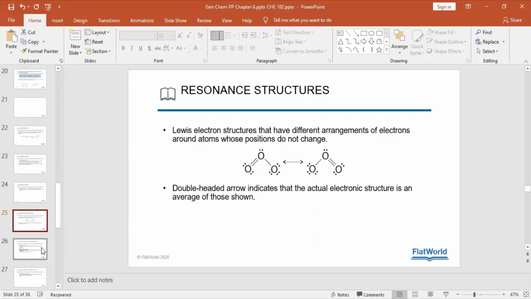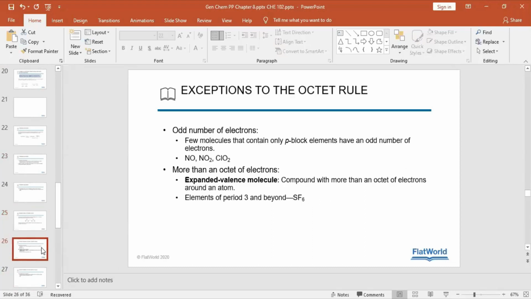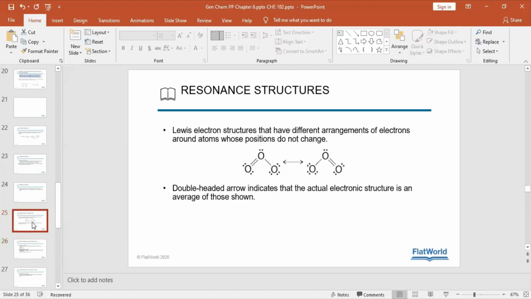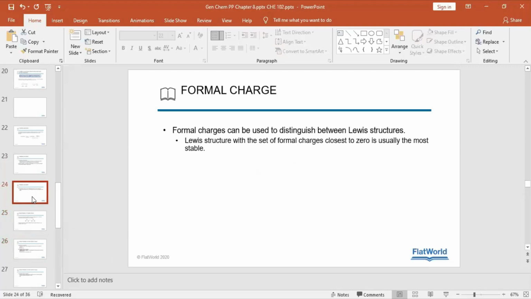Let's see if I have an example here. One thing I hate about this PowerPoint is that it doesn't provide you examples. So I would make my own examples next time.